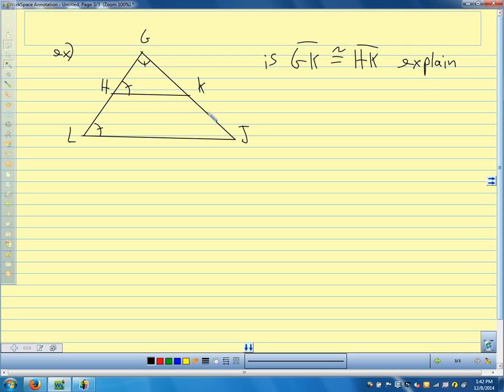So we're looking at this segment and this segment. So here's what I'm going to do. I'm going to highlight that triangle. So here's one side that we're looking at, and here's another side that we're looking at. So let's look at this triangle. That triangle I highlighted there in blue or purple, whatever it is.